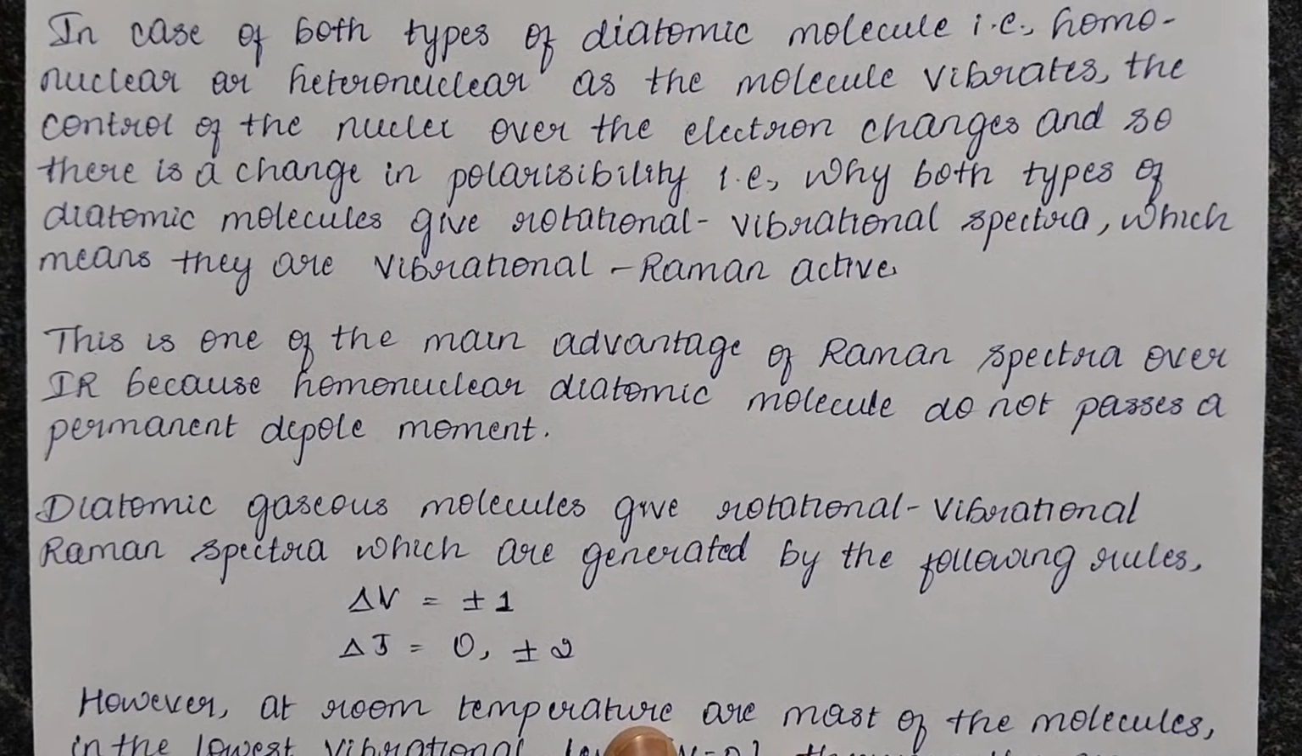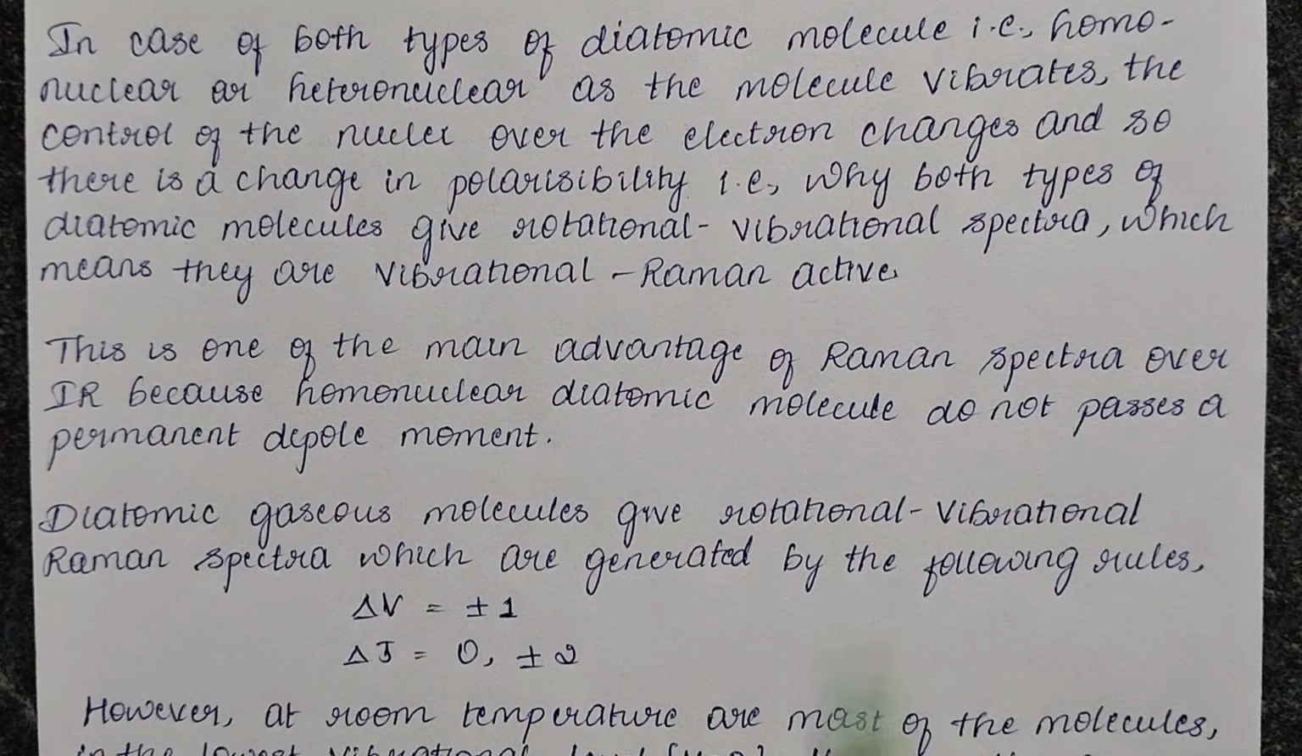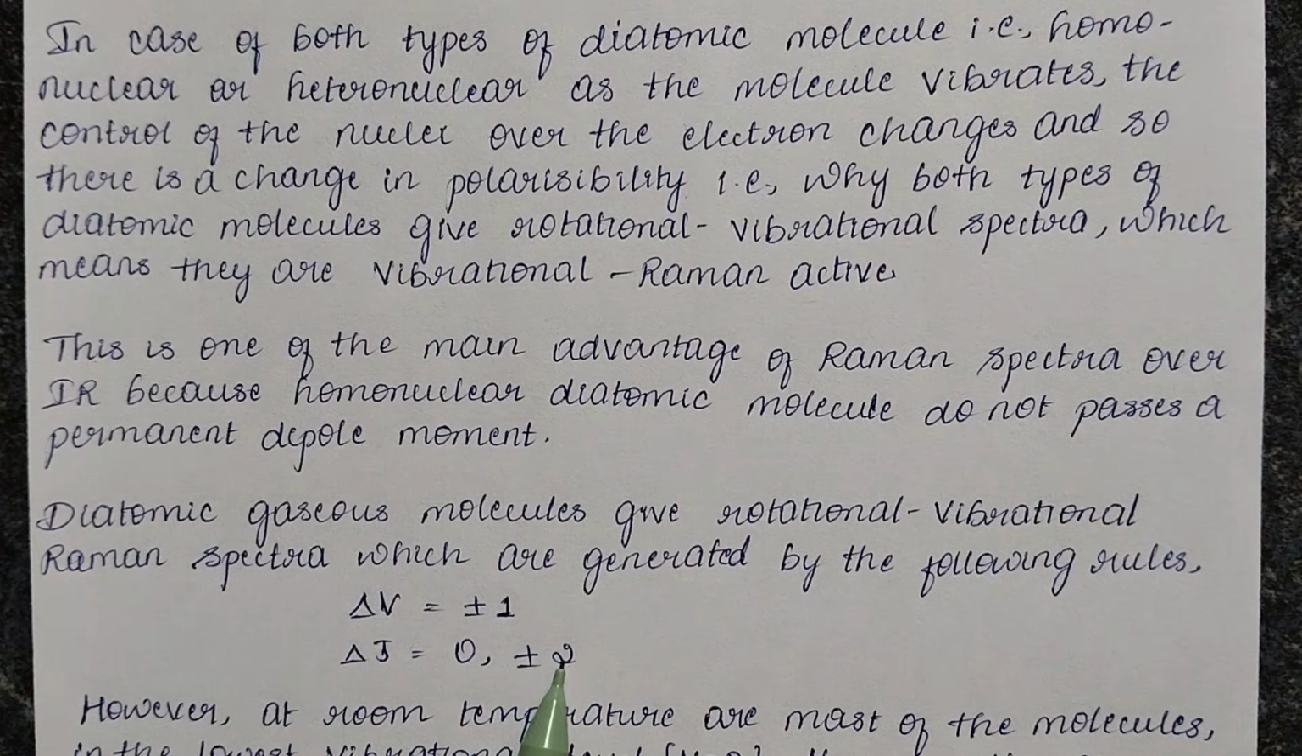The diatomic gas molecule will also give a rotational-vibrational Raman spectrum, which is generated by the following rule. Delta V should be plus or minus 1, whereas for delta J it will be 0 or plus or minus 2. So rather than having a permanent dipole moment, to be Raman active the molecule should possess only the ability to be polarized, which is more advantageous when compared to IR spectroscopy.